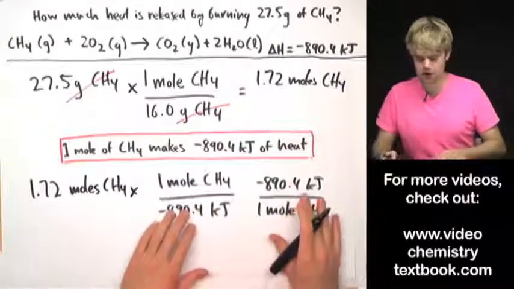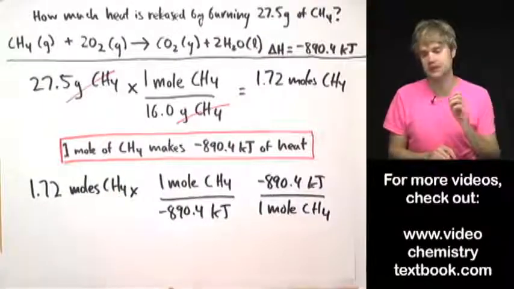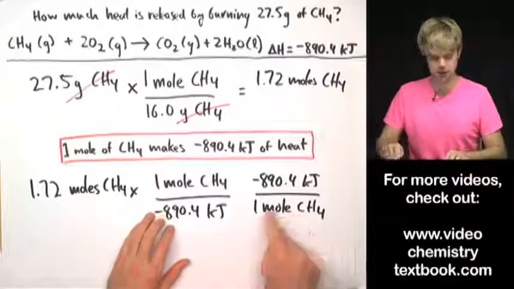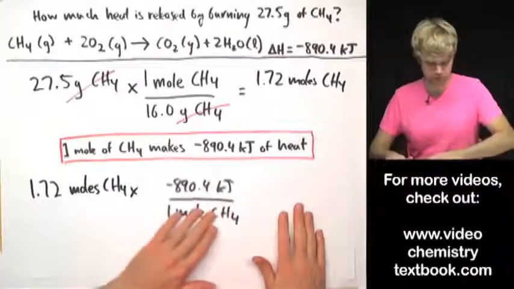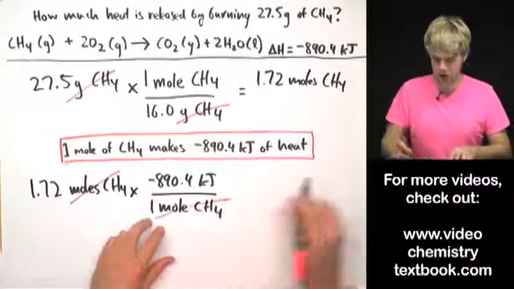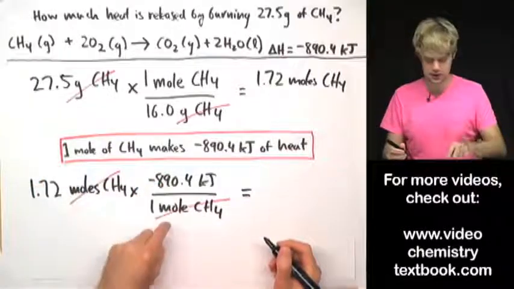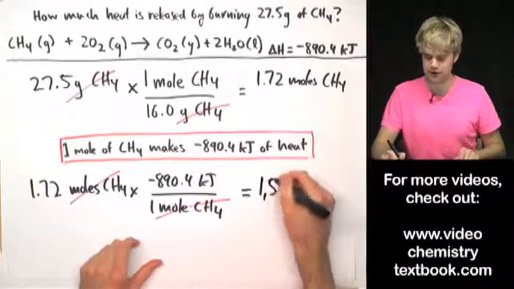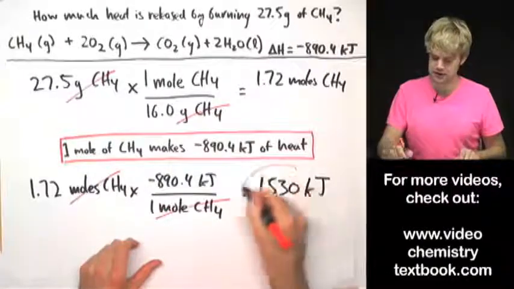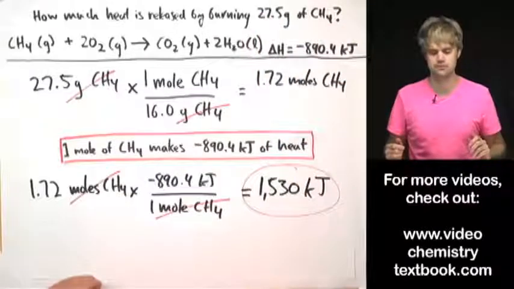Both of these conversion factors are equally correct, but I'm going to be starting with 1.72 moles of CH4. And so I want to use a conversion factor that's going to cancel out moles of CH4 and is going to leave me with units of kilojoules. I'm going to want to use this one instead of this one. So I bring this over. You can see that moles up here cancels out moles down here. And now I'm going to do this math, which is this times this divided by 1, and I'm going to get 1,530 kilojoules. This is how much total heat is released when we burn 27.5 grams.